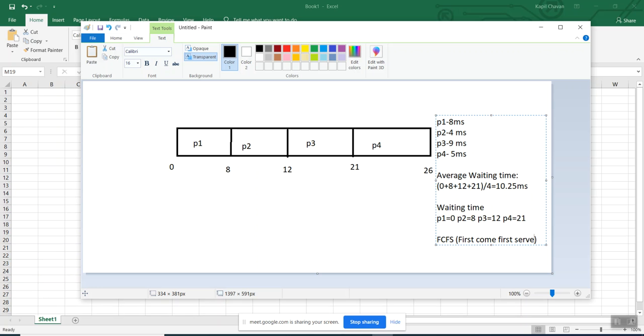And how we are going to calculate the waiting time and average waiting time: first of all, draw the Gantt chart, then calculate the waiting times, and simply divide all the waiting times by your number of processes. So simply we will get the average waiting time. Hopefully all of you have understood this concept, the waiting time and average waiting time, and this algorithm, first come first serve. We can also say it is FIFO, first in first out. That method is how it is going to be executed.